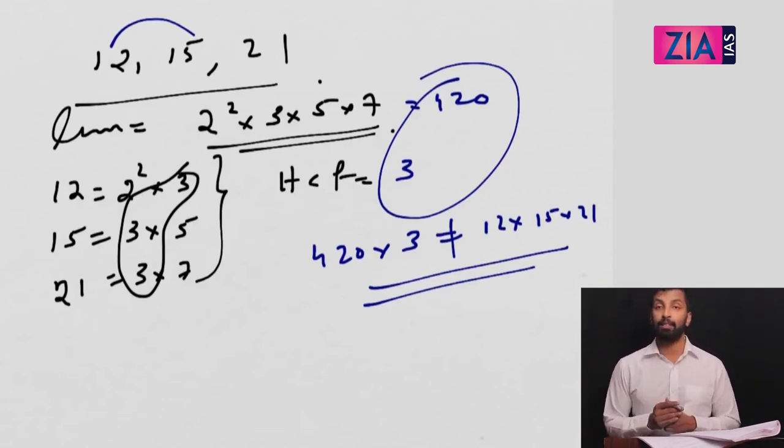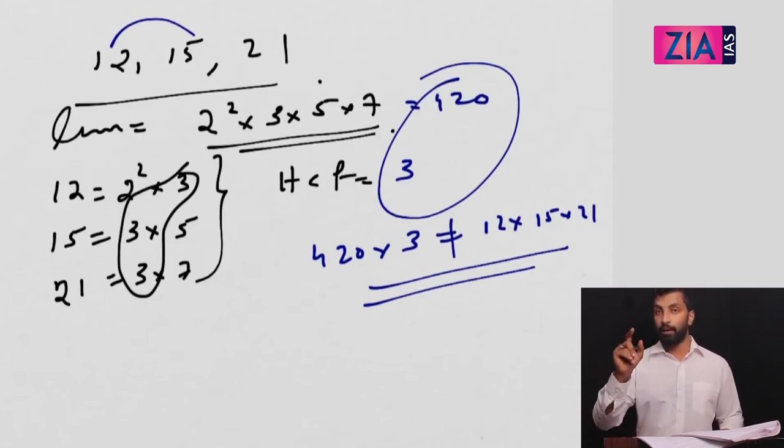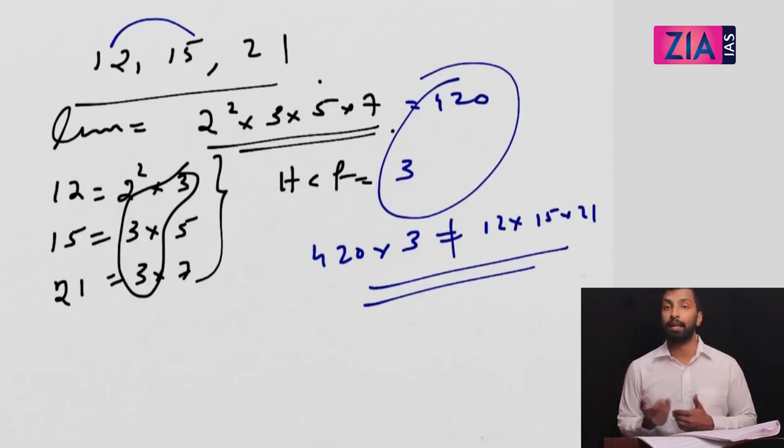So if there are three numbers, the rule is not applicable. LCM into HCF will not be equal to the product of the numbers. But if it is two numbers, the LCM and HCF, if you take the product, you will get it equal to the product of the two numbers. So the product of LCM and HCF will be equal to the product of the two numbers, and based on that you will get questions.